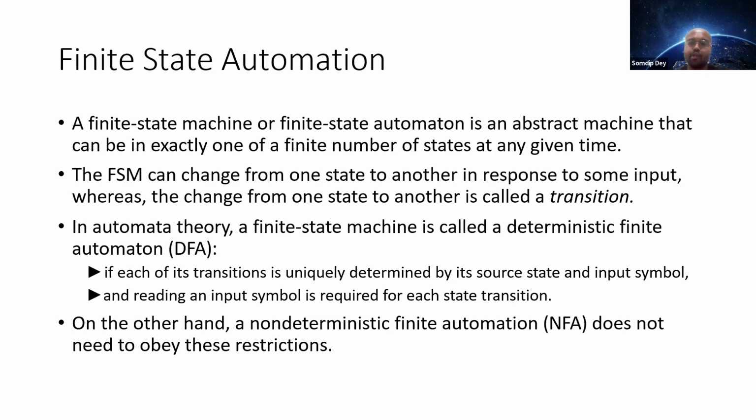A finite state machine or finite state automaton is an abstract machine that can be in exactly one of a finite number of states at any given time. The finite state machine or FSM can change from one state to another in response to some input, and the change from one state to another is actually called a transition. Now, you should already be aware of this, as this has been extensively covered during the lectures as well.